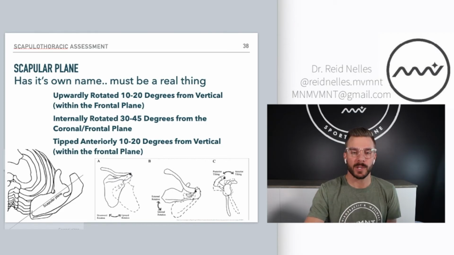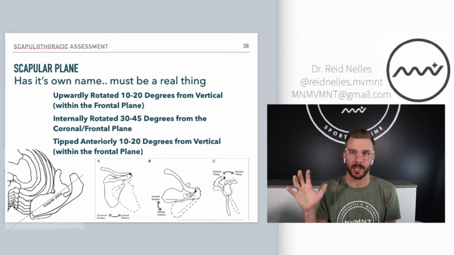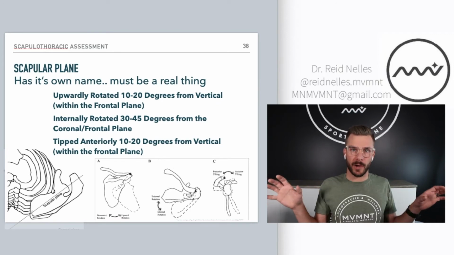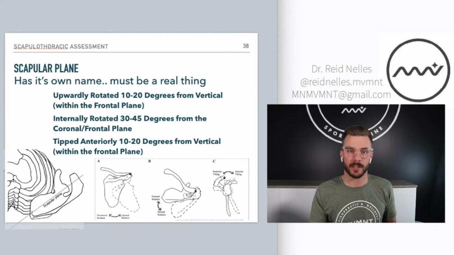Okay? So if we try taking it out of that plane, which has its own name, and try putting it in the sagittal plane or in the frontal plane, or knitting it into the rib cage or your spine by just retracting your shoulder blades as much as you can, we actually could be increasing the likelihood of injury from there.